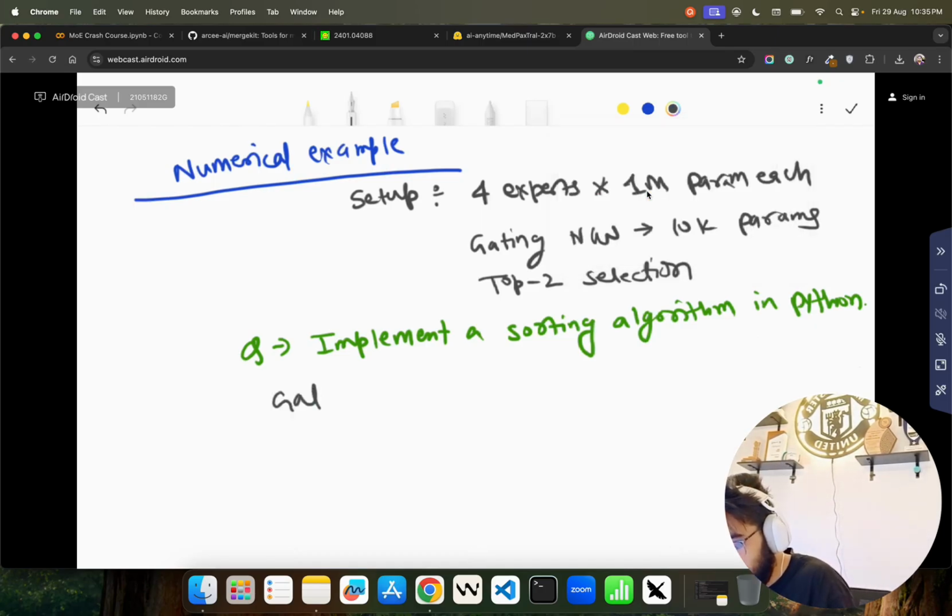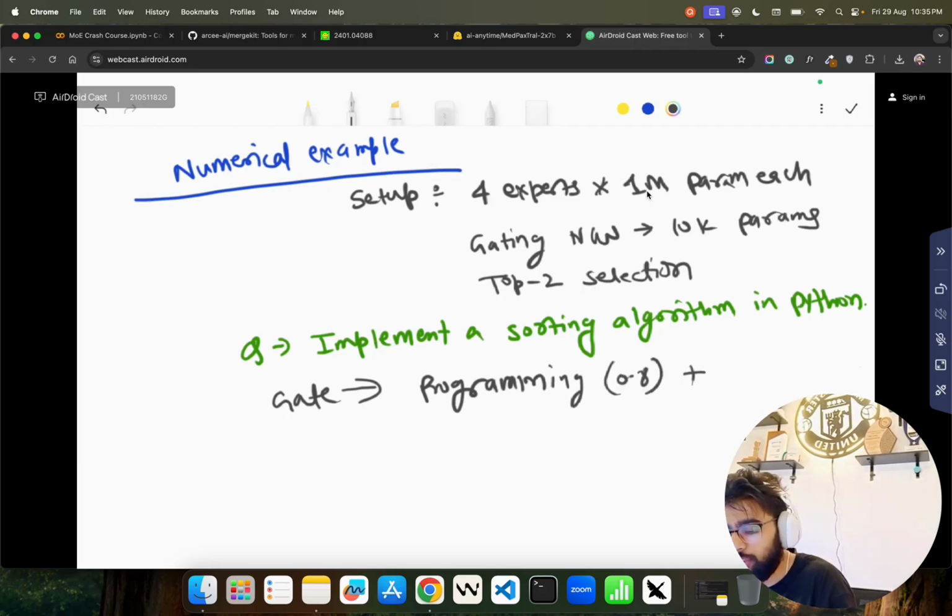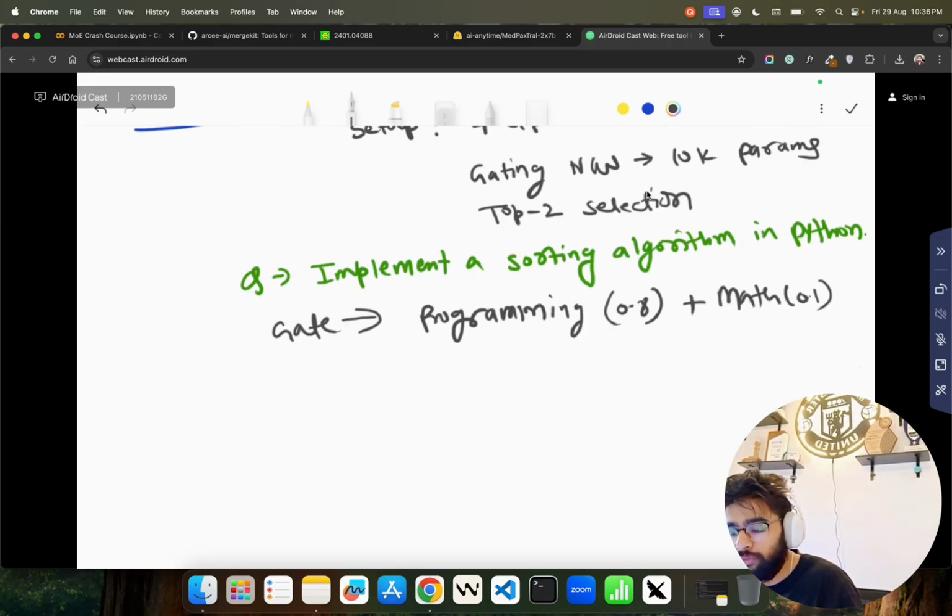So let's say our gating is very clear here, as so far you would have understood, because this is a programming question. So here programming will be 0.8. Let's say I give a weightage, and this weightage, how we assign it, we'll see, is a probability value actually. Now programming 0.8, and we give math, let's say 0.1 or something, right? Now this is my gating value.